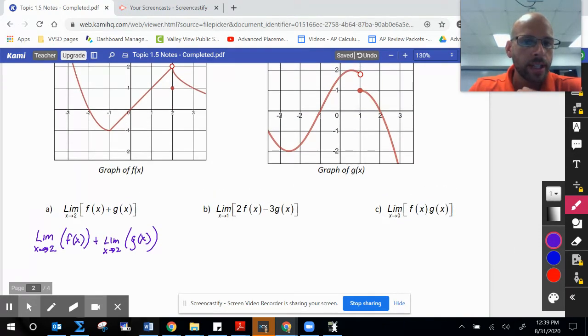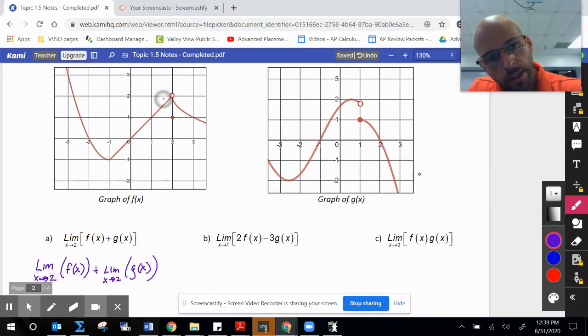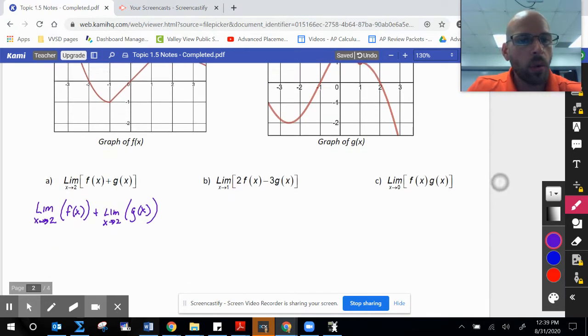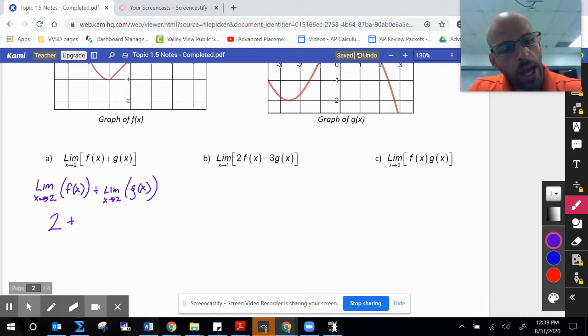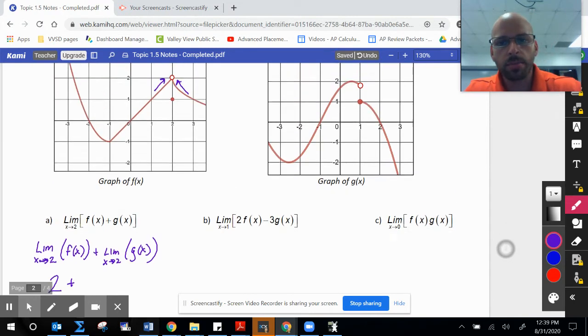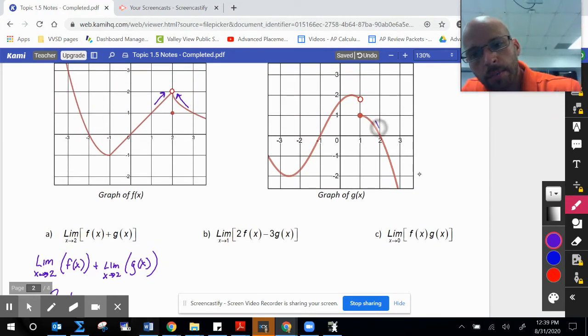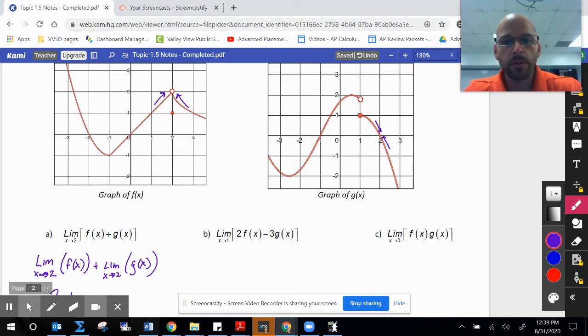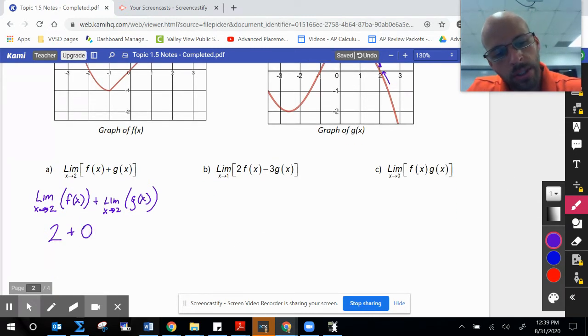If I find the limit as x approaches 2 for f of x, that's going to wind up being this little hole here at the top. So that's going to be at a y value of 2. And then I'm going to do the same thing for g of x as x approaches 2. As I approach 2 from the left and from the right, that's going to give me a y value of 0, which if I do 2 plus 0 gives me an answer of 2. Okay, so we're going to do all these using those properties.